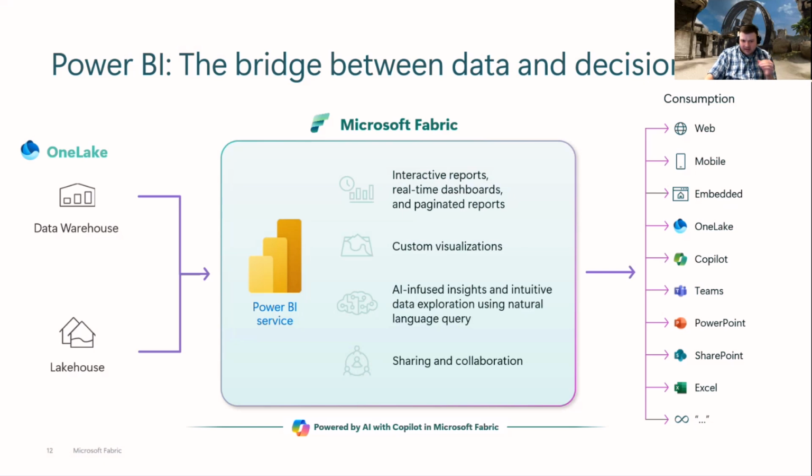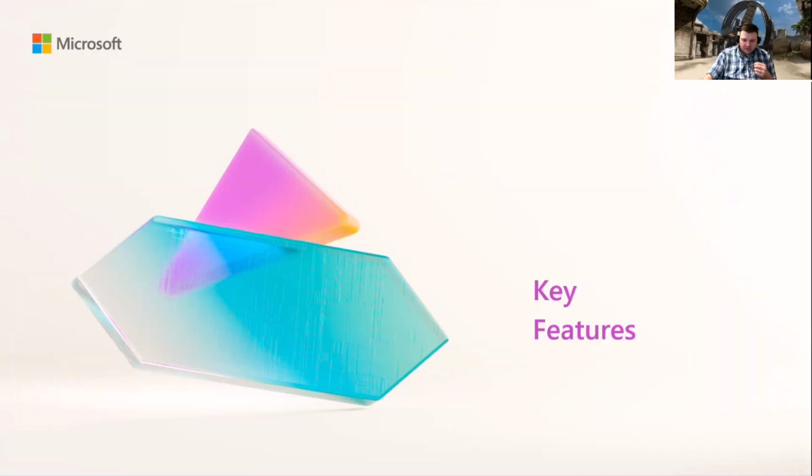So again, Power BI is that bridge between data and decisions. It's great to have data, but if we can't use it in a way that helps us make decisions, it's not very useful to have all that data. So Power BI is the tool that we have inside Fabric to allow us to do interactive reports, real-time dashboards, those sorts of things to get insights and actionable items on our data. So let's look at the key features here.